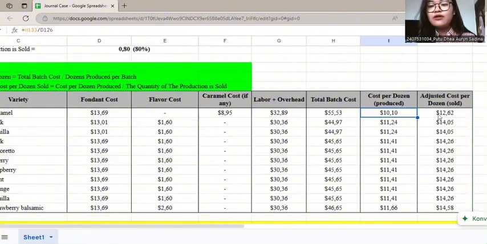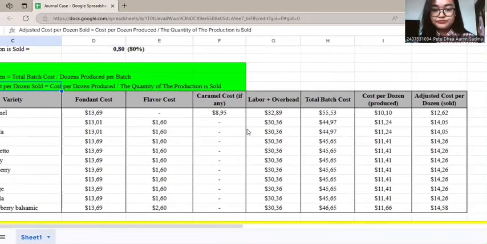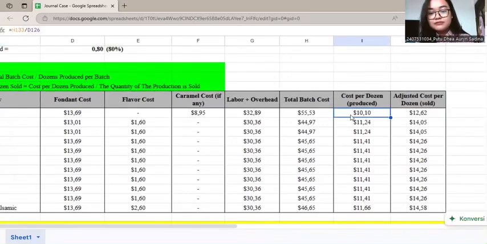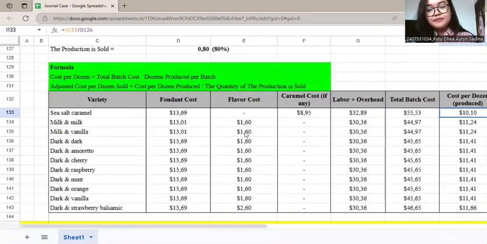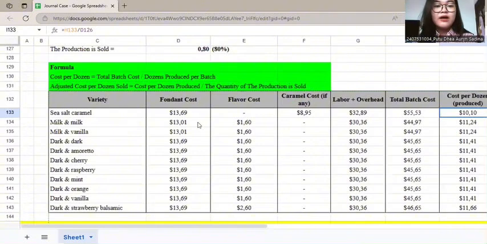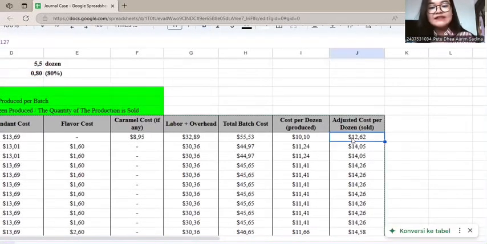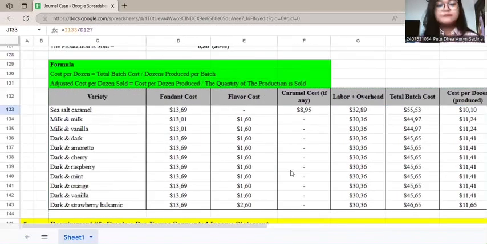Then for the adjusted cost per dozen sold, we use the formula cost per dozen produced divided by the share of production that is sold. We already know the cost per dozen for the sea salt caramel, for example $10.10, and we divide it by the production sold, 0.80, and then we get 12.62. We do the same thing for each of the varieties.